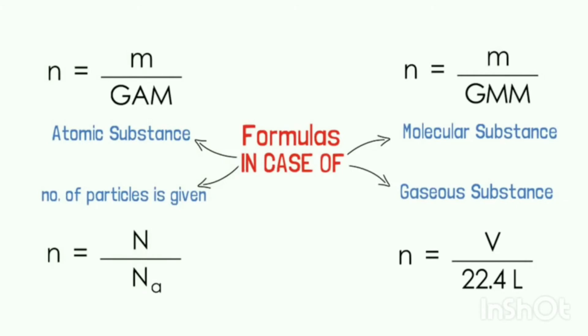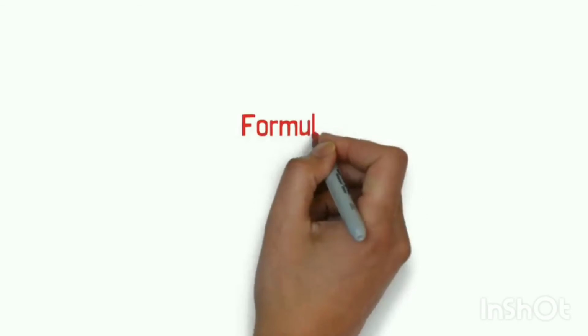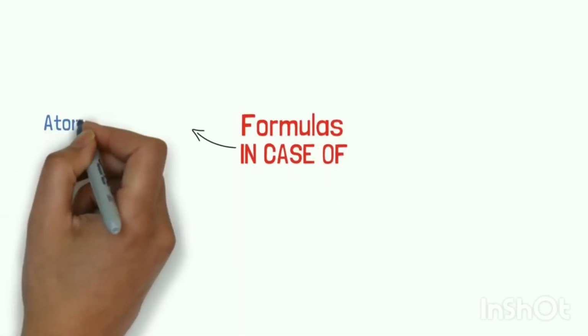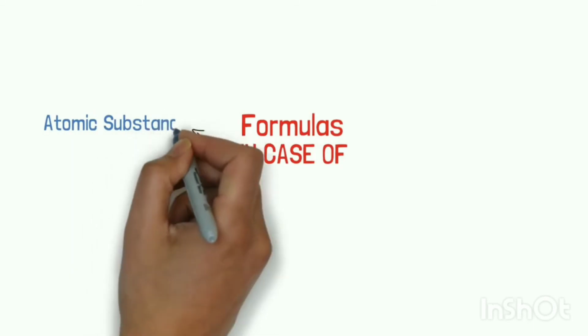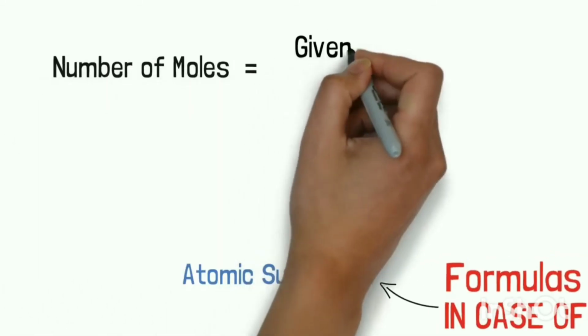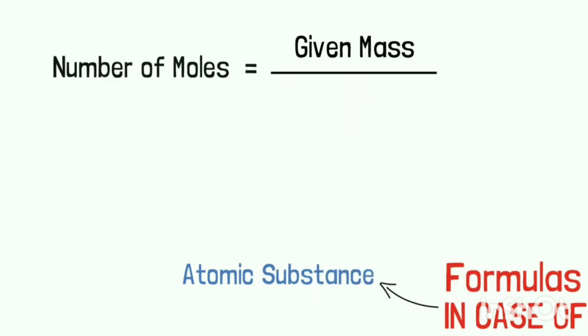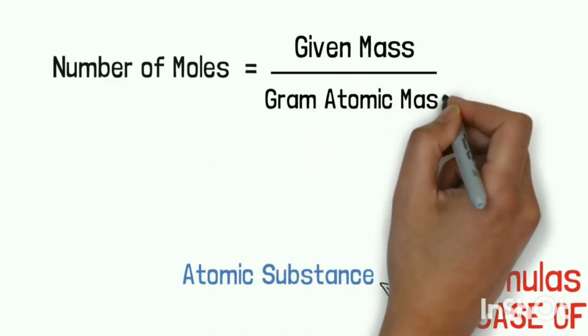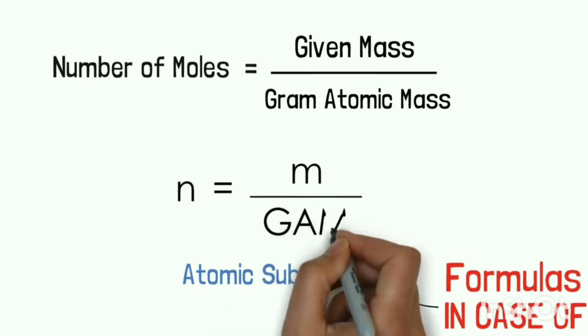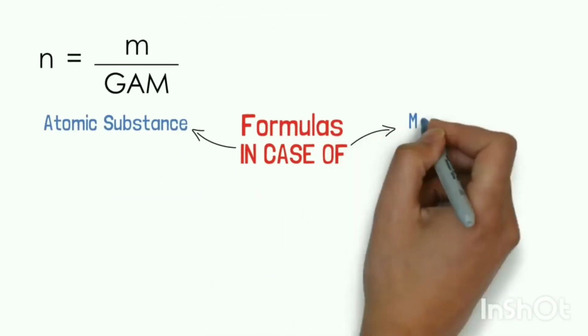So here we have 4 formulas that will help us to solve any kind of questions based upon mole concept. Let us see all these formulas one by one. Let's see formulas for atomic substances. Here number of moles is equal to given mass upon gram atomic mass. You can also write this as n equals to m divided by GAM, that is gram atomic mass.